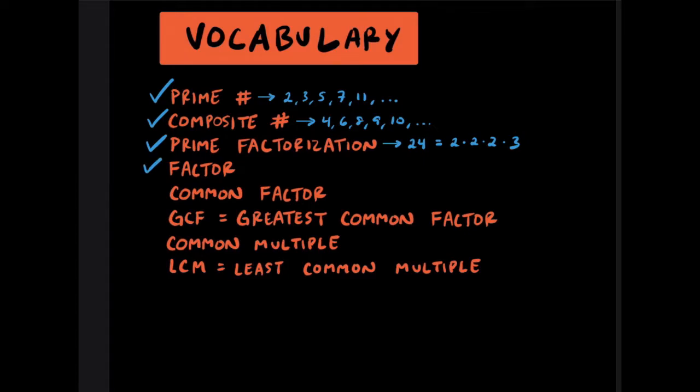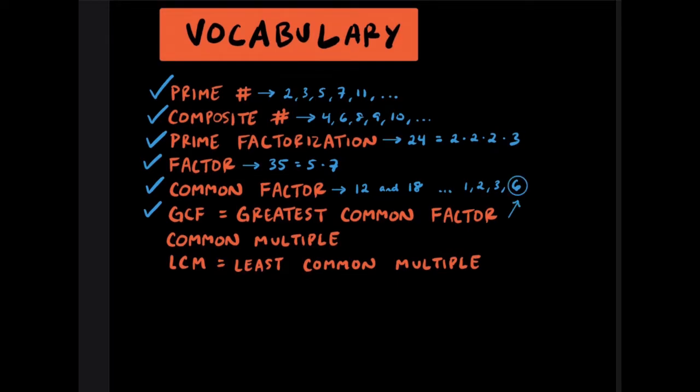I'll be mentioning the word factor. Remember, 2 factors of 35 could be something like 5 and 7. Across different numbers, we can have common factors. Some common factors between 12 and 18 are 1, 2, 3, and 6. While different numbers can have common factors, there's always going to be a greatest common factor. In the list of common factors for 12 and 18, 6 would be the greatest common factor.